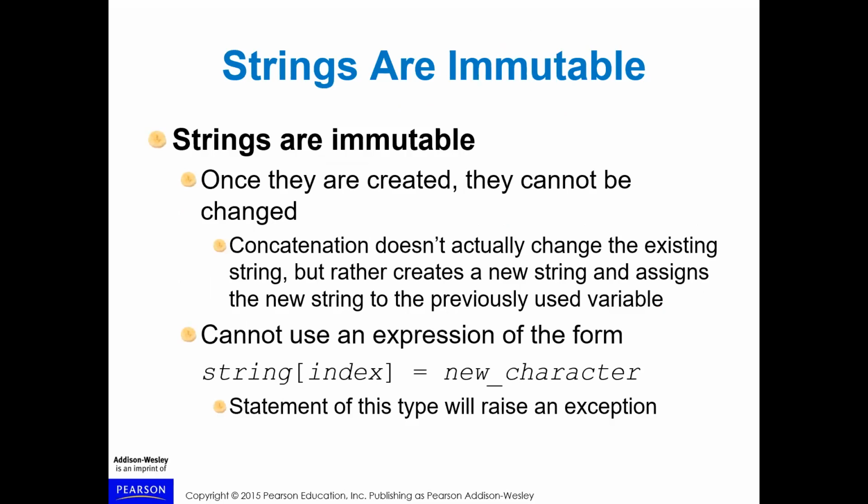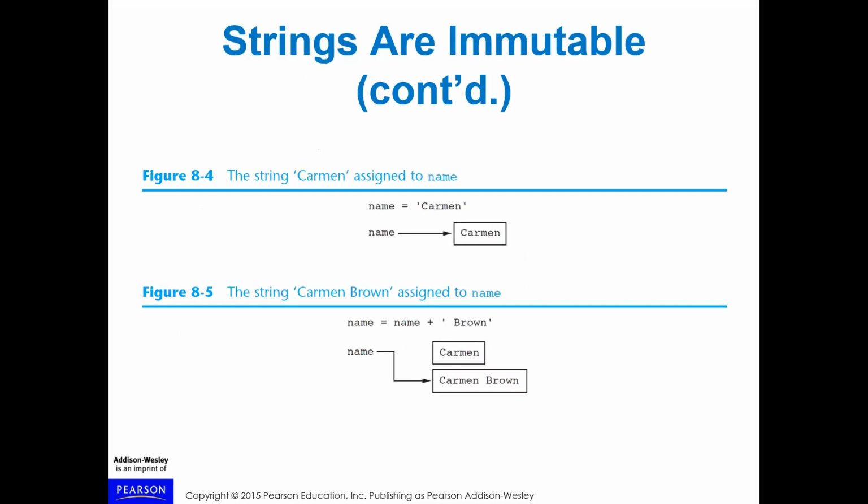All right, some of these things we will see better when we do the examples. You can see the idea here: the variable name was pointing to Carmen, and then you do the concatenation, and now it's no longer assigned to that space where Carmen is stored. You have a new one, basically.